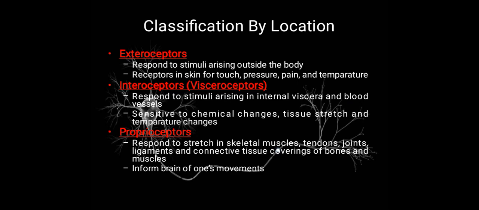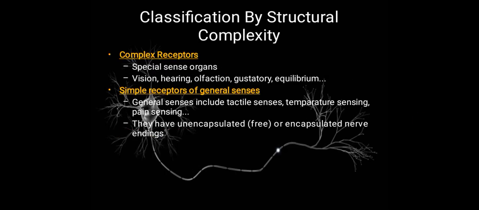Interoceptors, in the sense visceroceptors, respond to stimuli arising in internal viscera and blood vessels, sensitive to chemical changes, tissue stretch, and temperature changes. Then proprioceptors respond to stretch in skeletal muscles, tendons, joints, ligaments, and connective tissue coverings of bones and muscles, and inform the brain of one's movement.